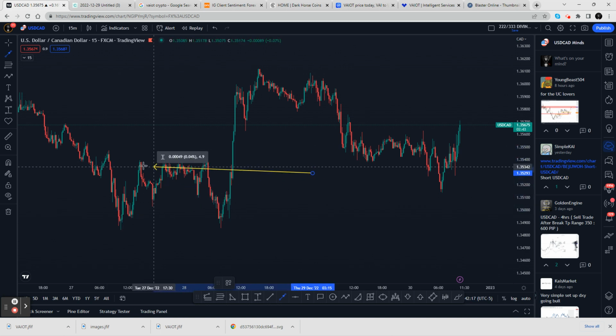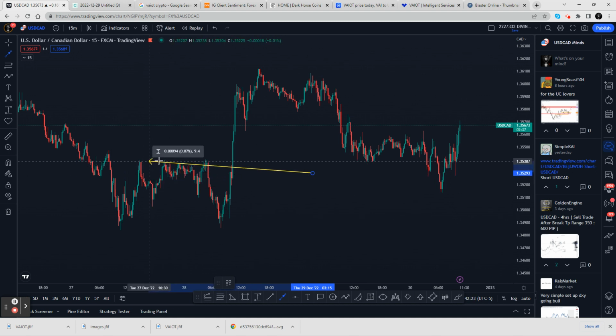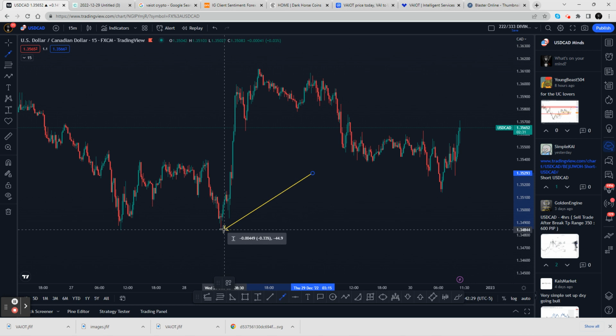All right, we got a nice little... I mean, we can say that this is a triple top basically. It's on a 15-minute chart. Got a rejection, rejection, and of course rejection here. We got three touches, and then we got a drop.